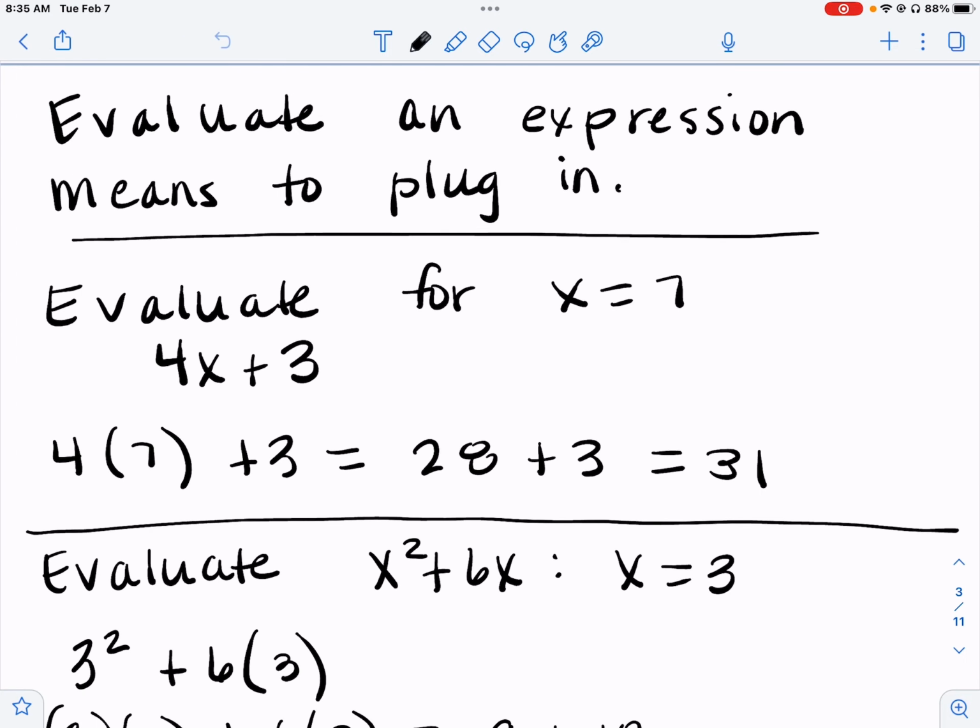To evaluate an expression means to plug in. For example, evaluate 4x plus 3 for x equals 7 means to replace x with 7. 4x means 4 times x. So 4 times 7 is 28, plus 3 equals 31.